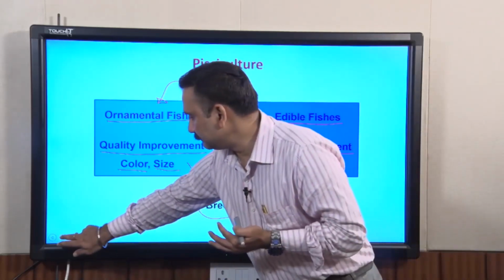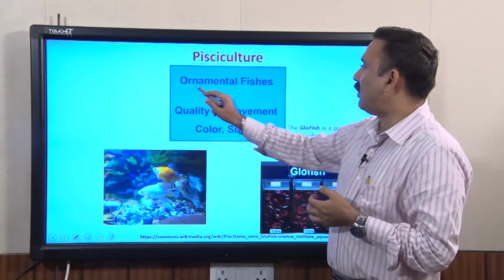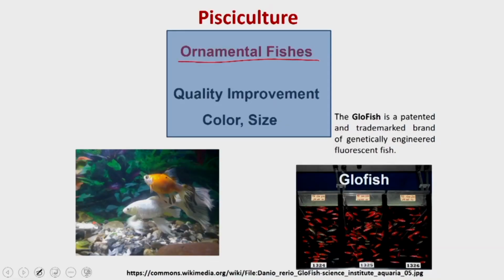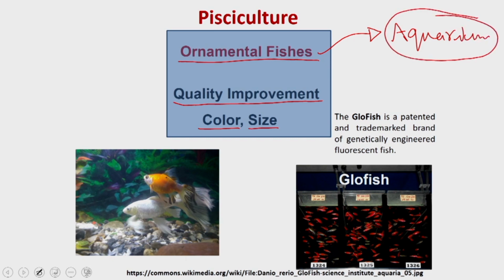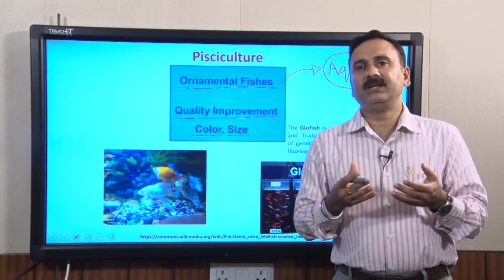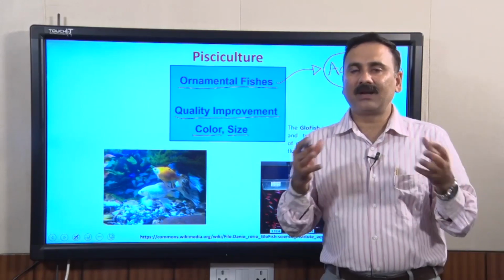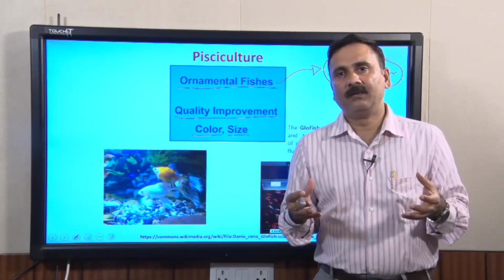Now, in the case of ornamental fishes, you want to improve the quality, which means the color as well as the size. Ornamental fishes are always used in aquariums, and they have a very big market. They are used in the aquarium only for decoration purposes, and because of that, you want these fishes to be as attractive as possible.